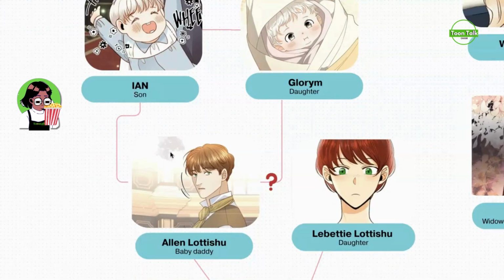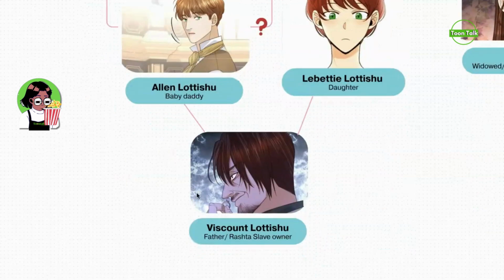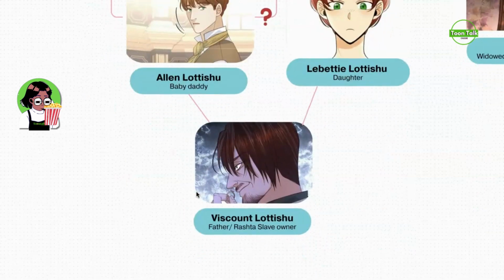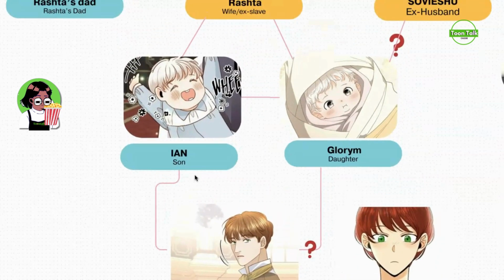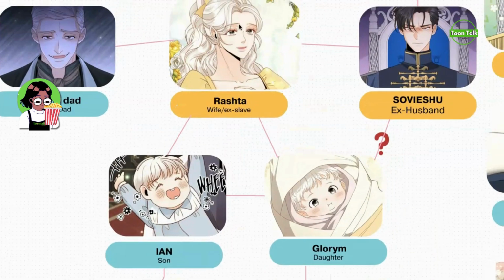Now, there's a whole backstory where Viscount Lottishu, right here, after Rashta had the baby, went ahead and took the baby from her. She never got to see the child, never got to touch her baby, and he gave her a dead baby. Yes, completely messed her up to a point where she can't even stand to be near her firstborn because it just triggers all that PTSD. But she got pregnant again. Yep, she got pregnant again and had baby Glorium.